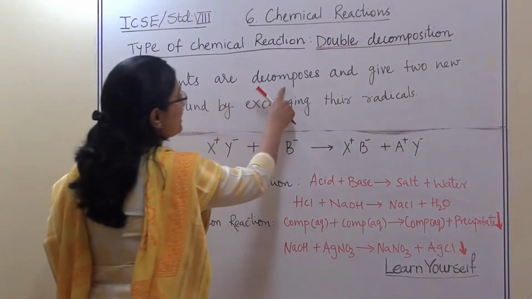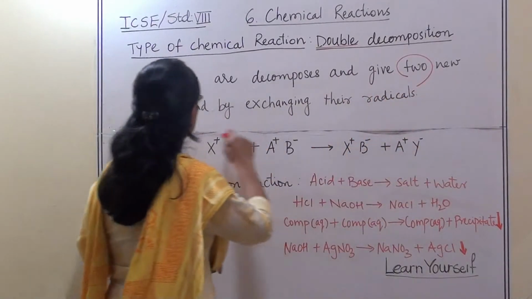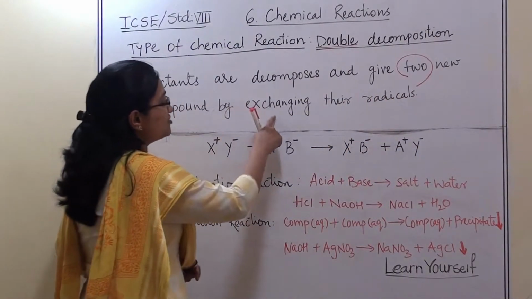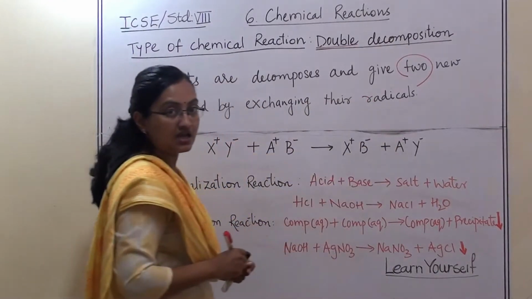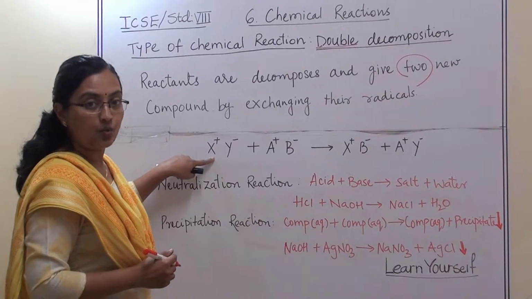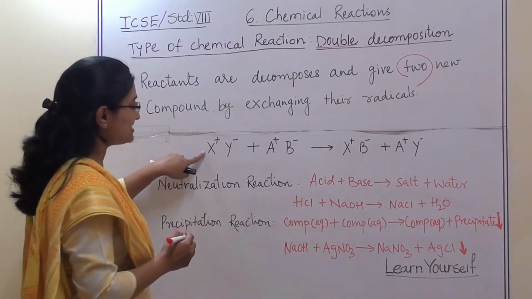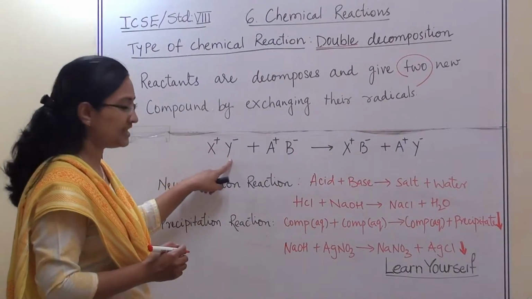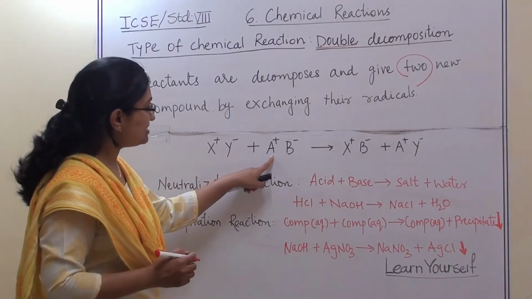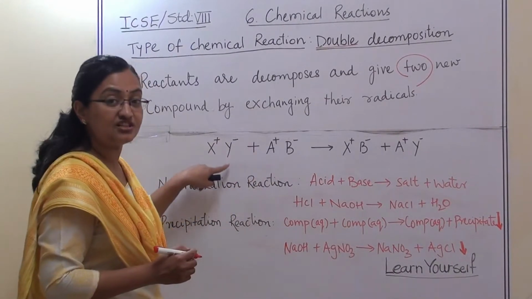Reactants decompose and give two new compounds by exchanging their radicals. How are they exchanging their radicals? For example, this is one compound, this is another compound. Here X is a positive radical, Y is a negative radical. A is a positive radical, B is a negative radical. So they are exchanging their radicals.